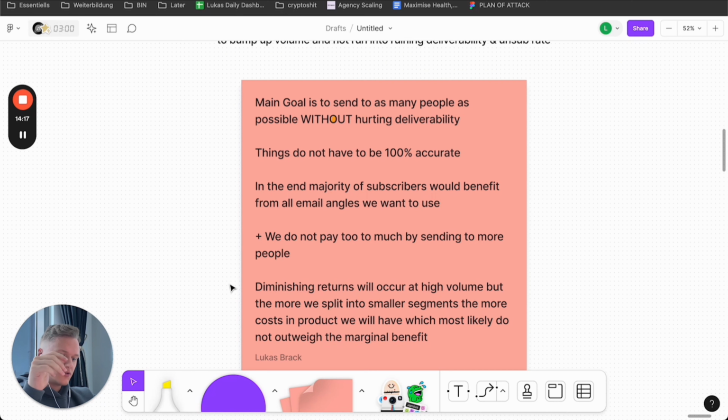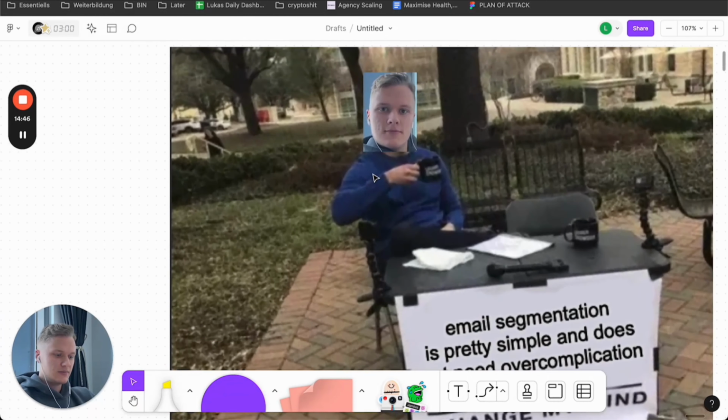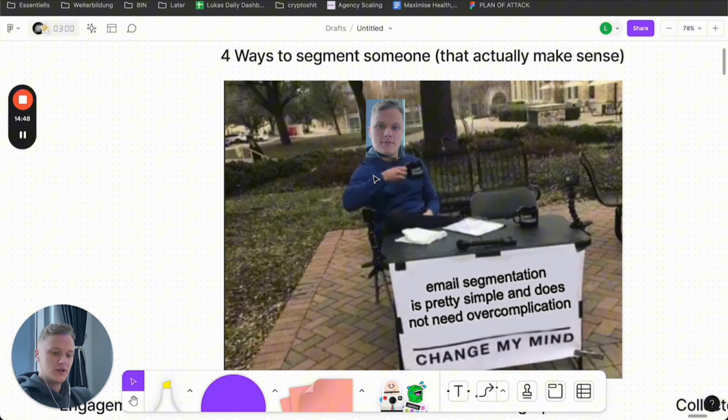There will of course be diminishing returns at high volume, and the more we split into smaller segments, the more cost in production we have. Cost as in, we have to produce the emails and someone has to do that. So usually the cost in production for another email will most likely not outweigh the marginal benefit you get from slightly adjusting it to the segment that you want to send to. So that's been a masterclass on email segmentation, and why email segmentation is pretty simple and does not need overcomplication.